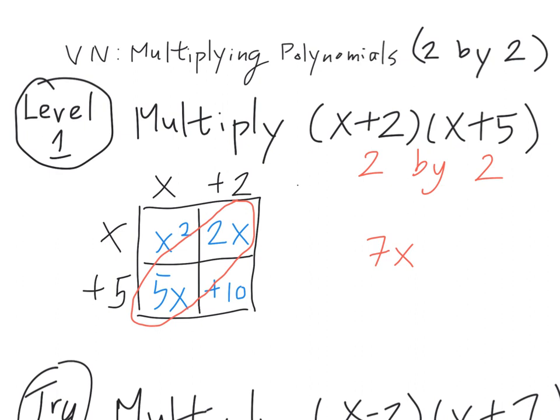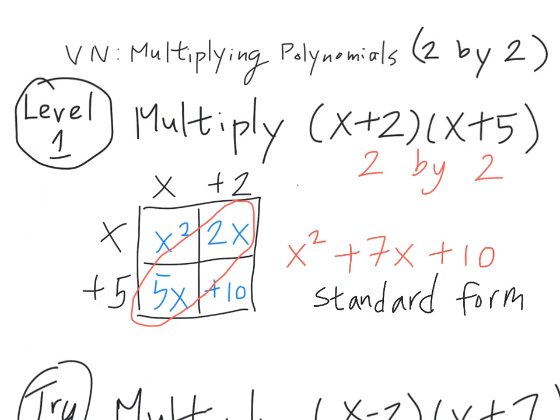When we write it in standard form, as you remember, we have to write the x squared first. 7x is positive, and then also the 10 is positive. So that's how you would write the answer in standard form, just to review. Standard form. So this will be your final answer. Notice we multiplied a 2 by 2, and the answer is going to come out as a trinomial.